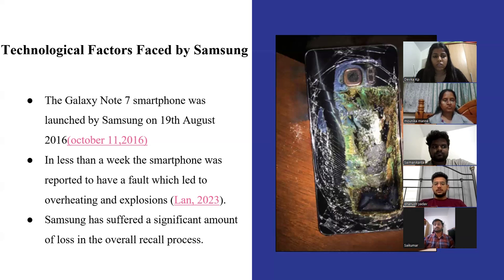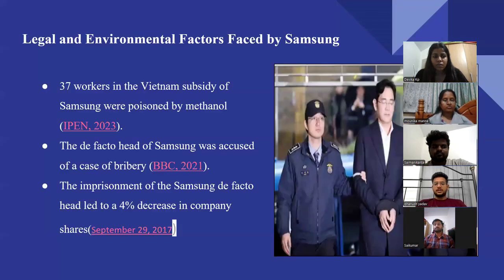The next slide goes to the legal and environmental factors faced by Samsung. This slide discusses the environmental and legal issues faced by Samsung. Samsung suffered an environmental challenge when 37 workers in Samsung Vietnam were affected by methanol. As for a legal issue, the de facto head of Samsung Electronics was sentenced to 2 years and 6 months imprisonment in a bribery case, which led the company's shares to fall 4%.